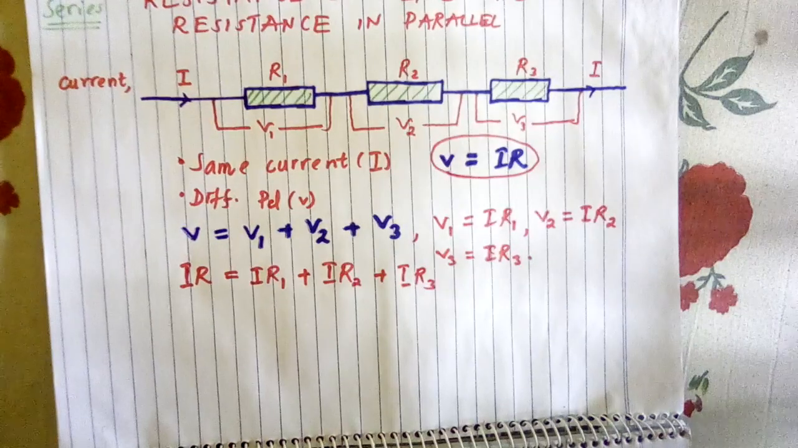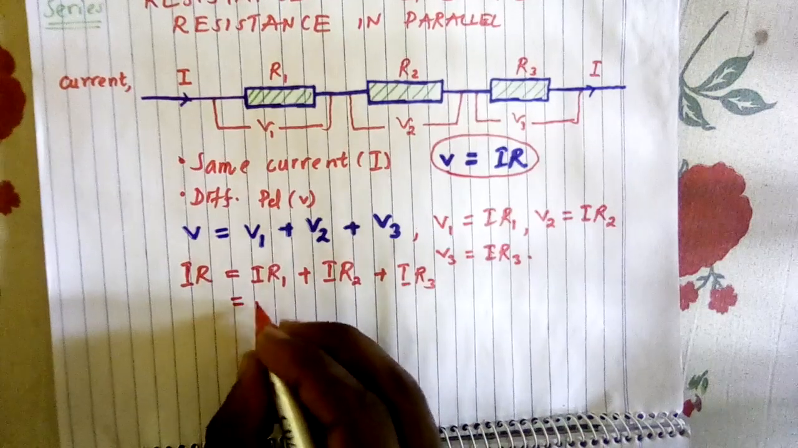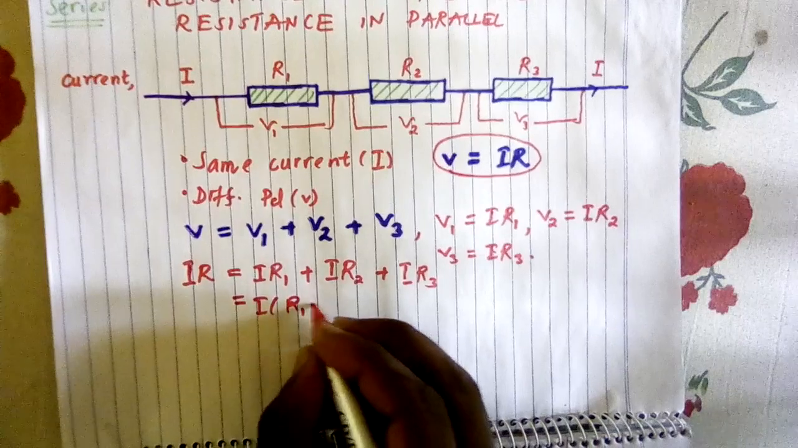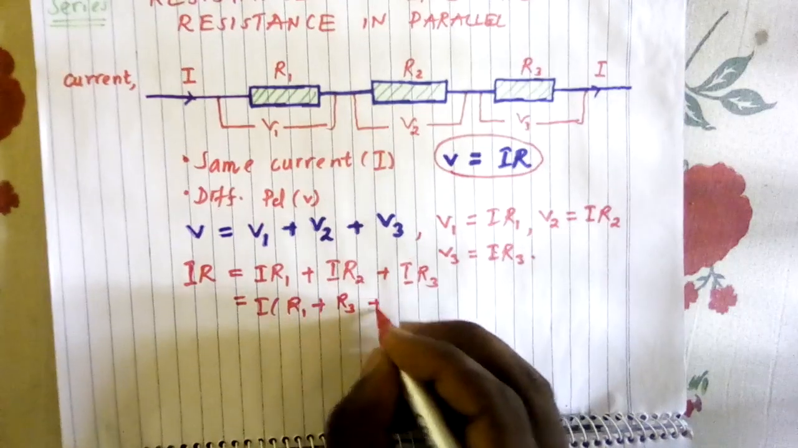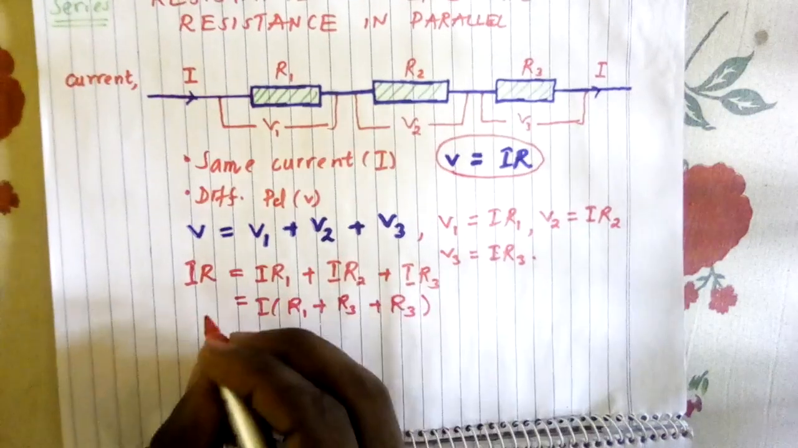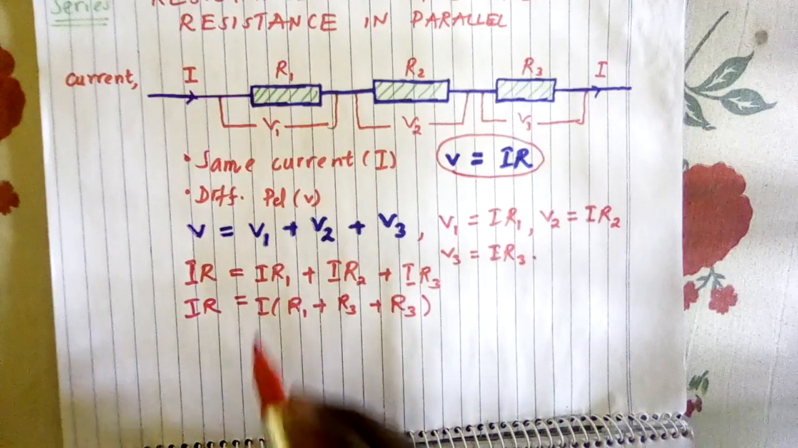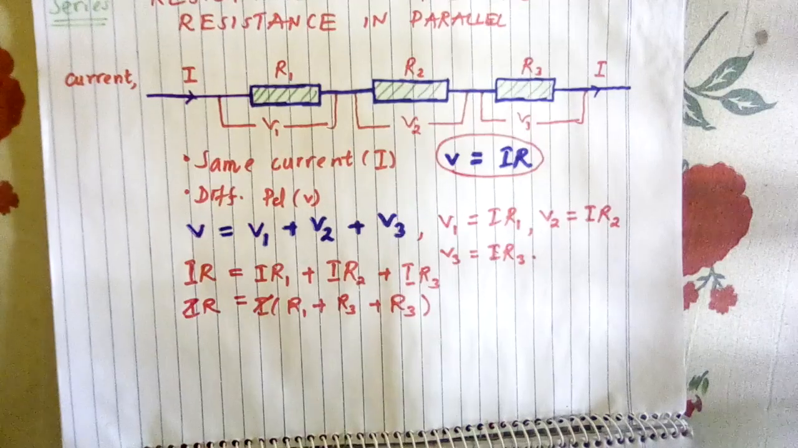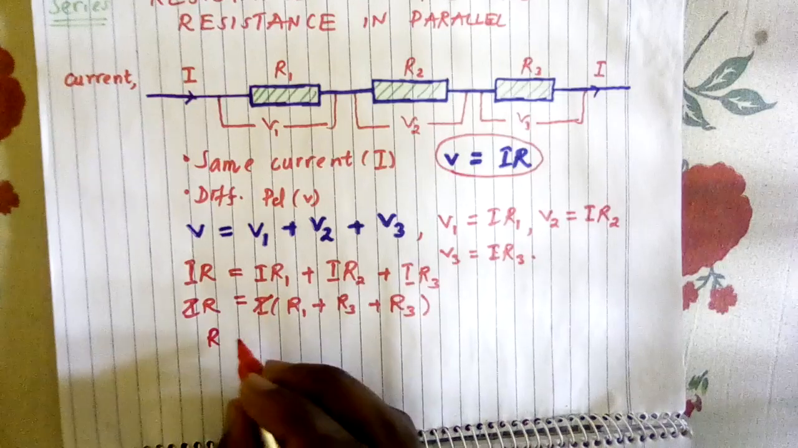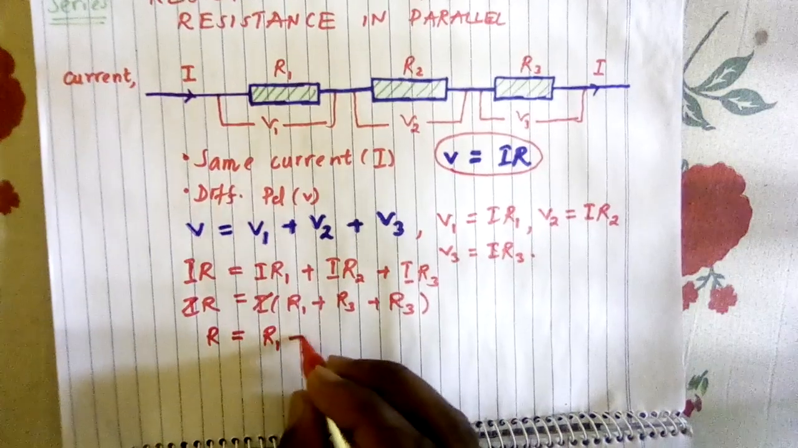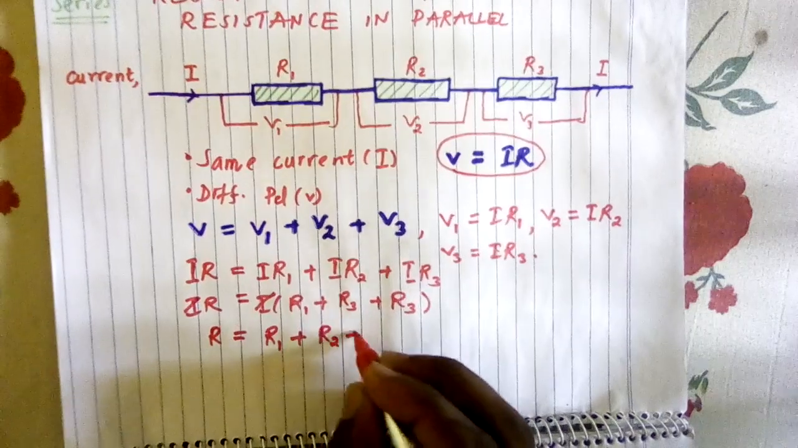And then, as we can see, I is common on both sides. Then we can just factor it out from this formula. So let's do this. And then we can just cancel it, and we remain with R, which is the equivalent resistor, or you can say R total, is R1 plus R2 plus R3.